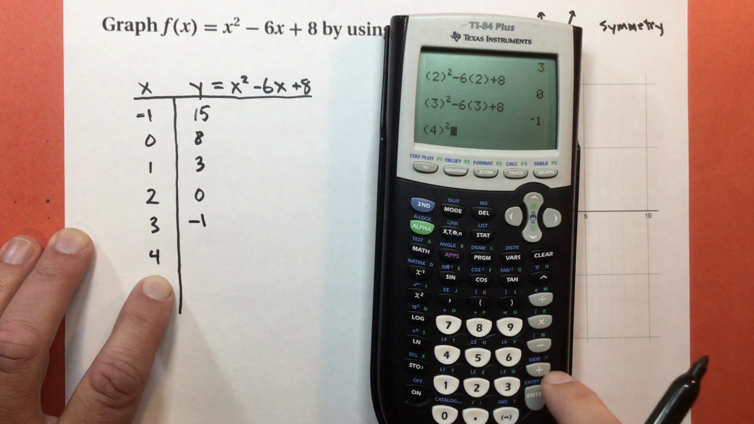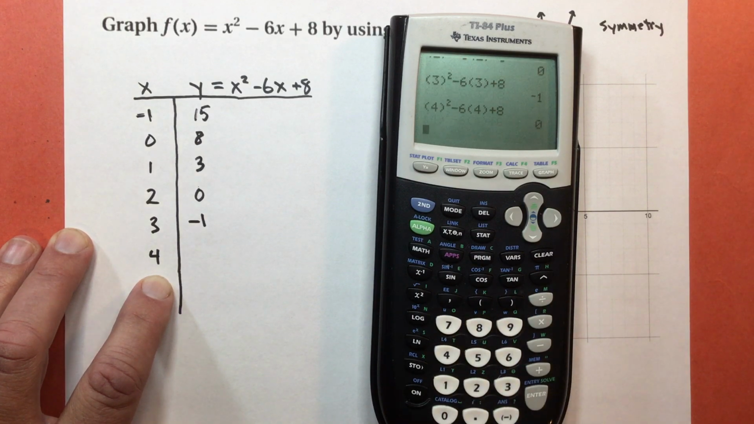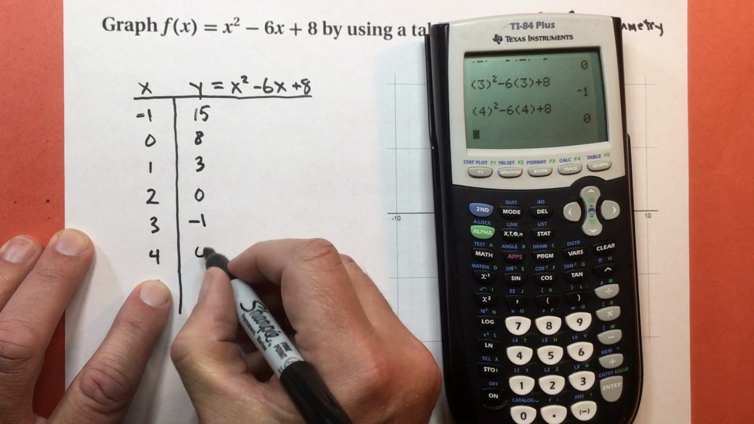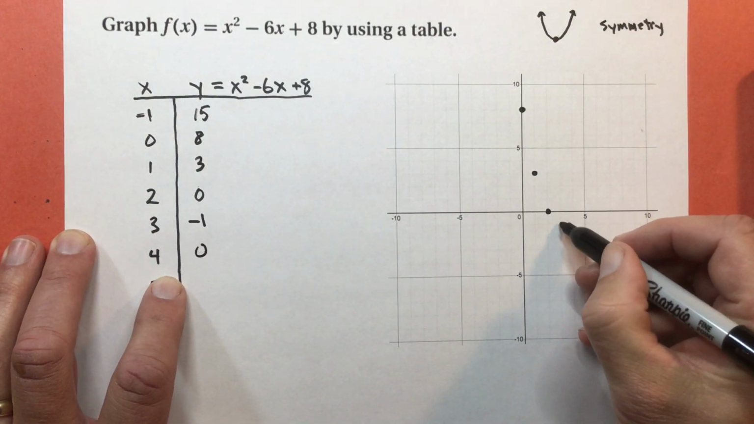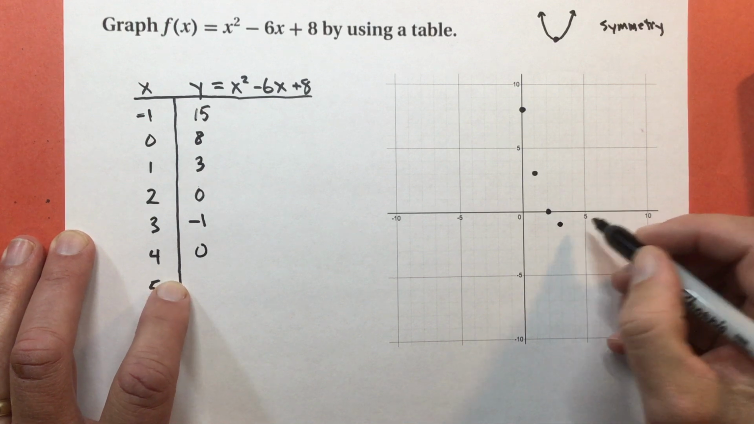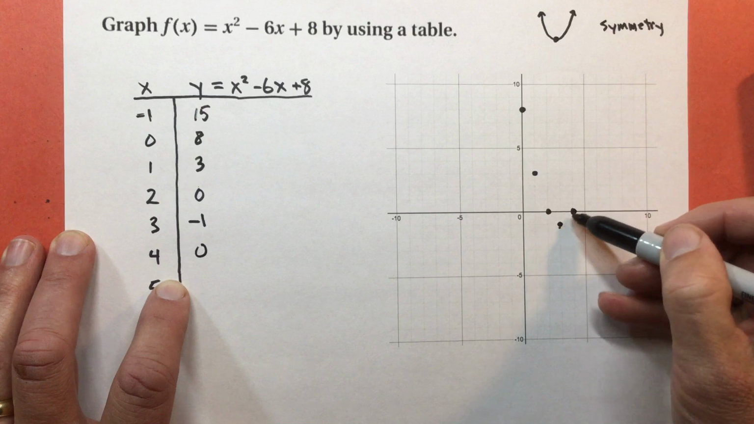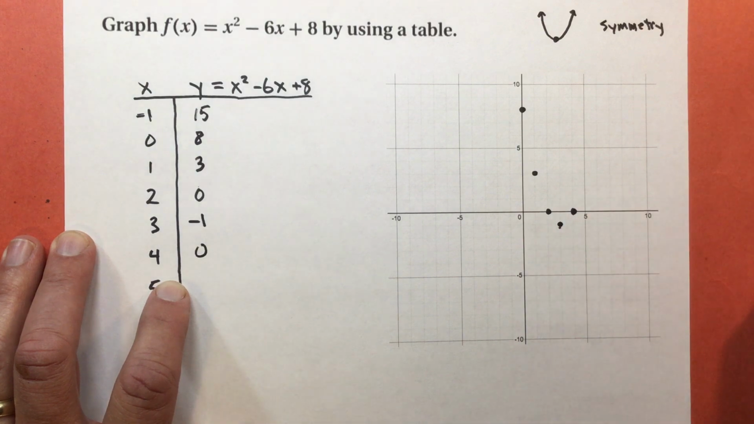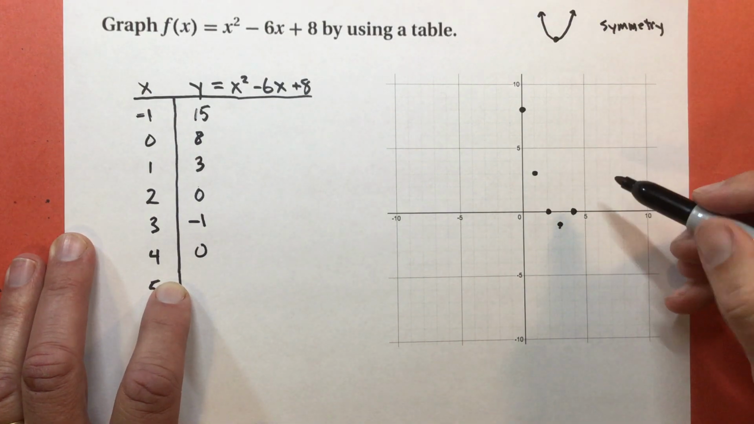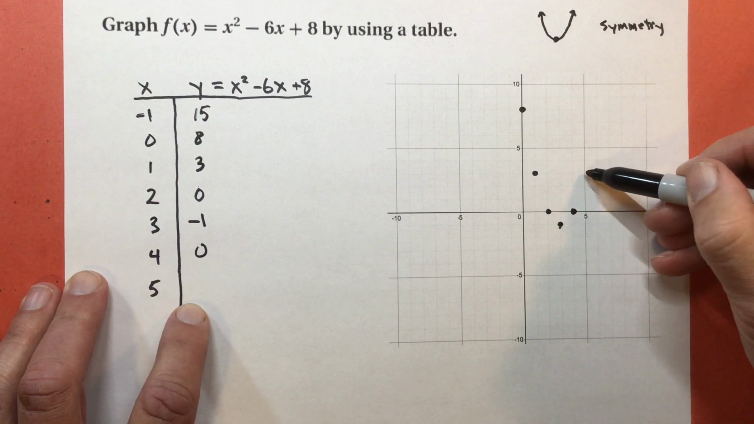4 squared, subtract 6 times 4, plus 8. I get 0. Wait a second. Notice what happened. Watch this. 3, negative 1 is right here, and 4, 0 is right here. It turned the direction. It was going down. Now it turned direction. It's going back up. Because of the symmetry, I'm guessing the next number I'm going to get is going to be 3. So for 5, I should get 3, which is right here.